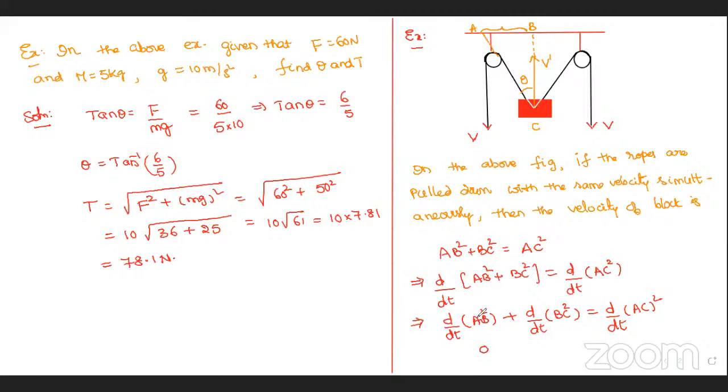Why did I write it as 0? Since AB is a constant. Very good. Differentiation of a constant is 0. Plus, this one you write here like d by dt of x square. AC is not constant, AB is constant. Right.